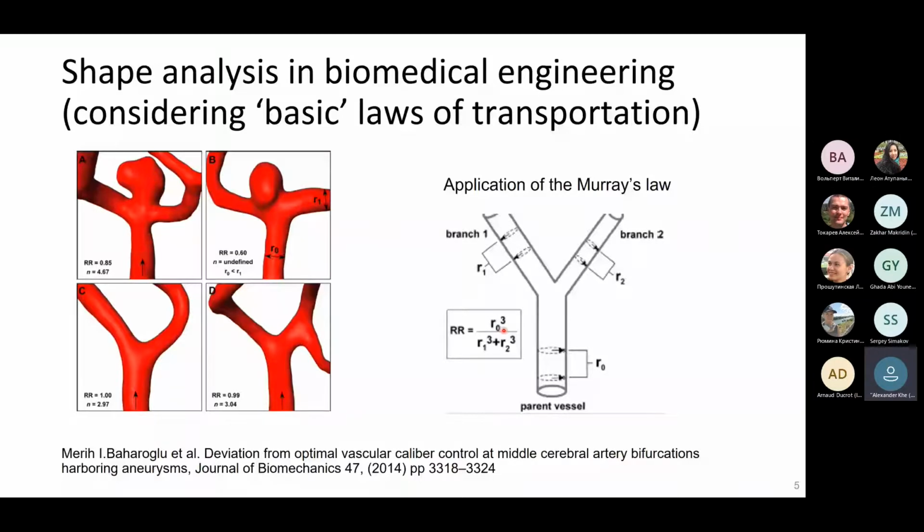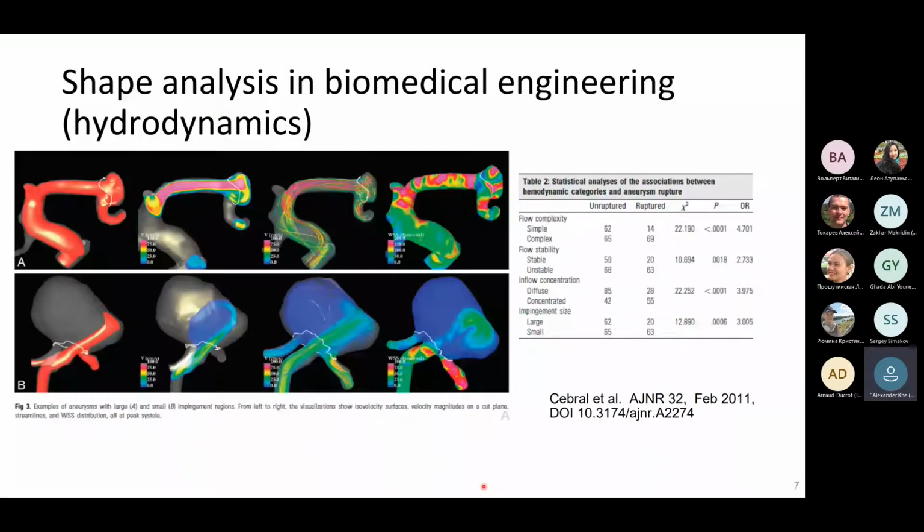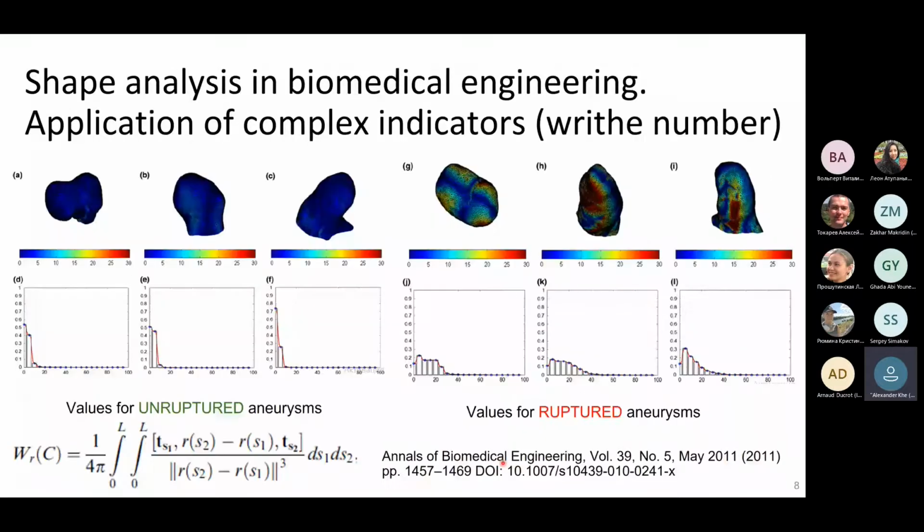And of course, one of the first approaches from engineering science was to analyze the hydrodynamics of the flow inside vessels with aneurysms. And there is a very large number of such works with a very large number of cases considered and analyzed. And there are also new approaches, for example, this one, which is based on the Rieth number, first used in knot theory, and this approach was generalized to surfaces, and with it the authors try to analyze different aneurysm configurations.